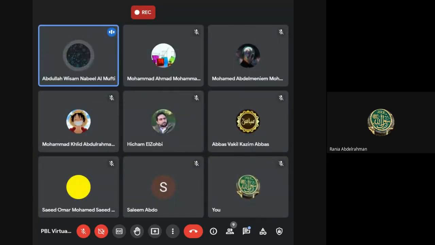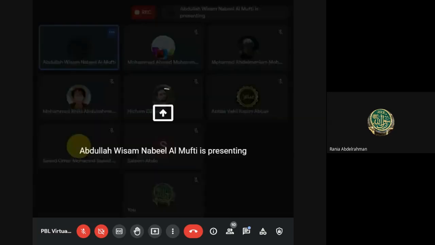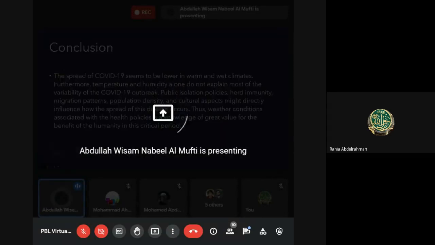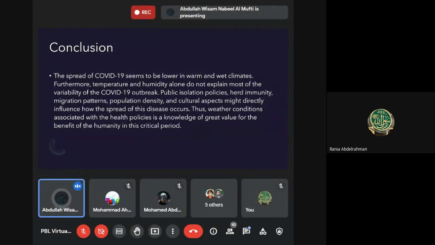Let me go back to the PowerPoint. So, in conclusion, the spread of COVID-19 seems to be lower in warm and wet climates. Furthermore, temperature and humidity alone do not explain most of the variability of COVID-19 outbreaks. Public isolation policies, herd immunity, migration patterns, population density, and cultural aspects might directly influence how the spread of this disease occurs. Thus, weather conditions associated with health policies are knowledge of great value for the benefit of humanity in this critical period.